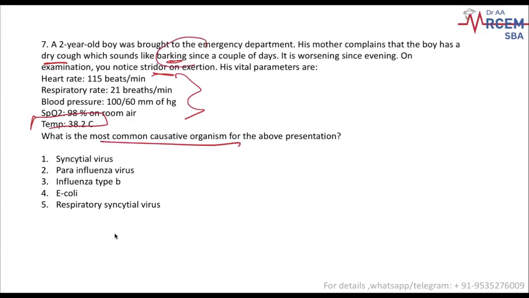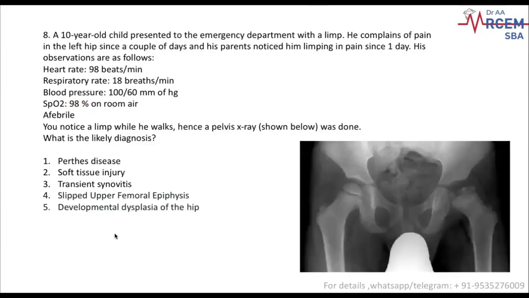So barking cough plus stridor, which is present in this kid, plus dry cough. Barking cough itself is a giveaway diagnosis for you for croup. So this is a diagnosis of croup. Most common organism causing croup is parainfluenza virus. So the right diagnosis here is the parainfluenza virus.